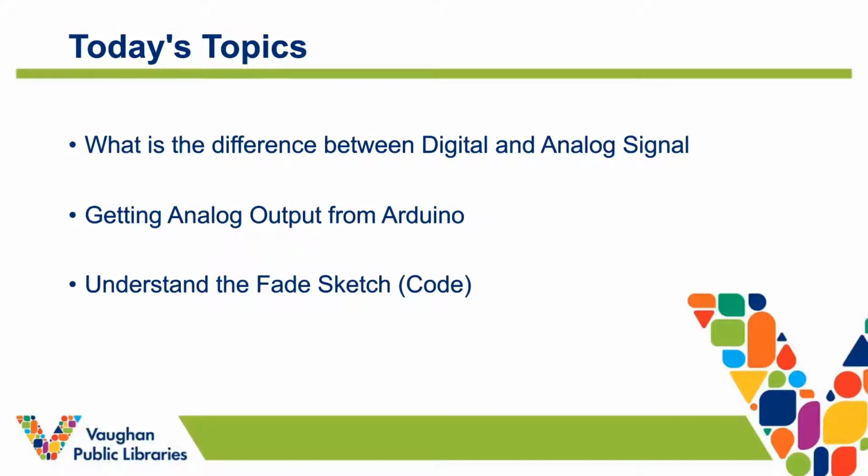First one is, what is the difference between digital and analog signal? If you remember, in one of our previous videos we talked about that, so today is just a reminder. The second topic is how to get analog output from Arduino, on which pins. And the last topic is explaining how the Fade sketch is working, based on the examples on Tinkercad coding.